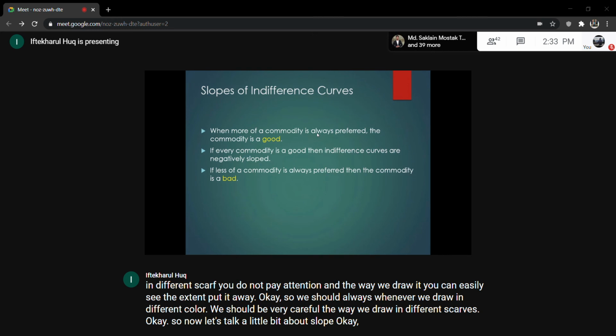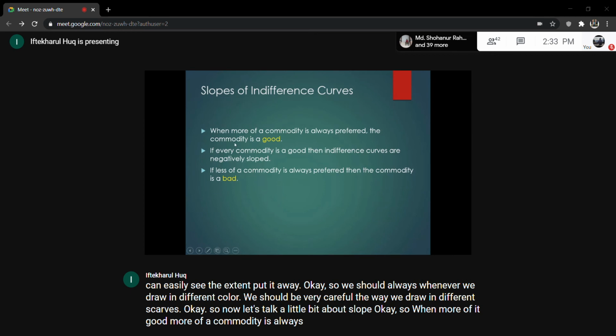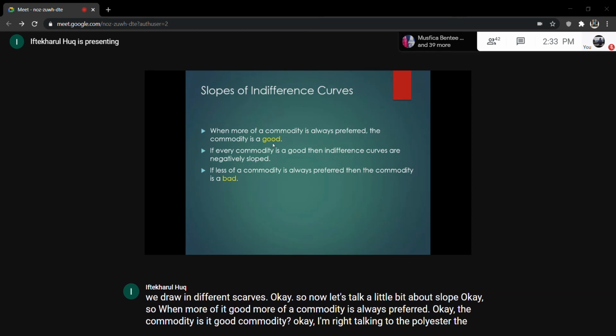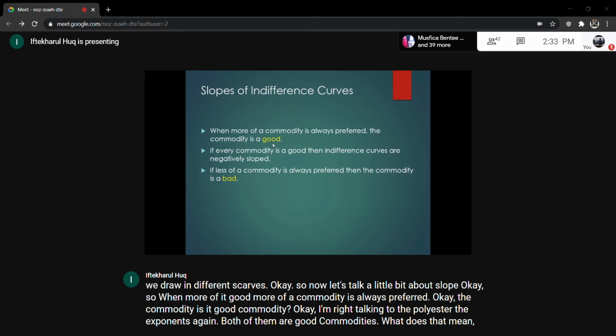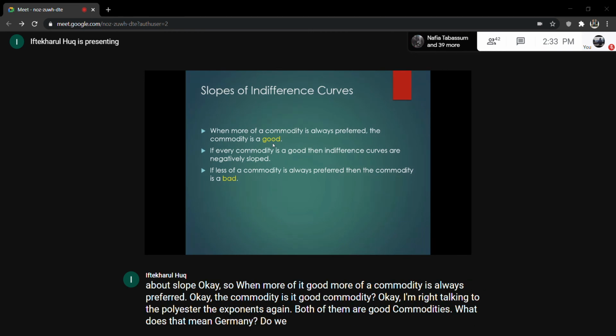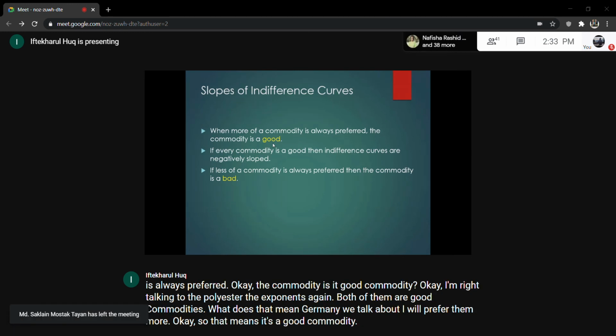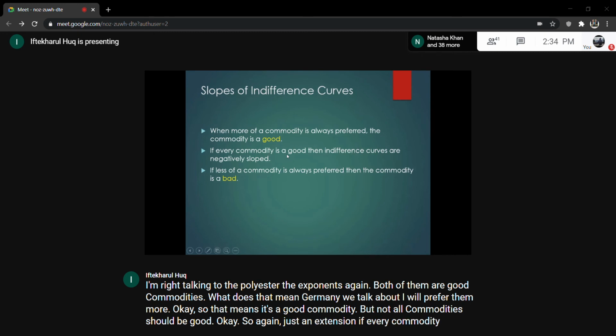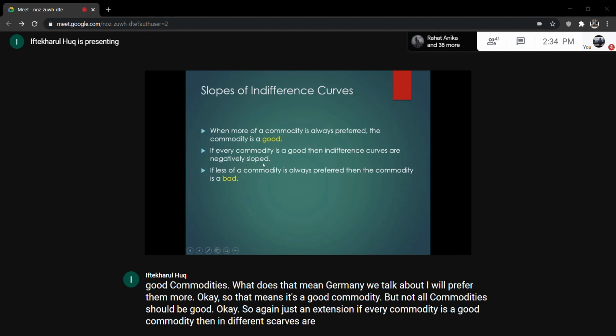Okay, so when more of a commodity is always preferred, the commodity is a good commodity. আমরা একটু আগে যেটা বলে আসলাম যে x1 এবং x2, both of them are good commodities. What does that mean? তার মানে আমি দুইটা commodity আমি যত বেশি পাবো, I will prefer them more. So that means it's a good commodity. But not all commodities should be good. Again, just an extension: if every commodity is a good commodity, then indifference curves are negatively sloped. In a minute I'm coming to that.